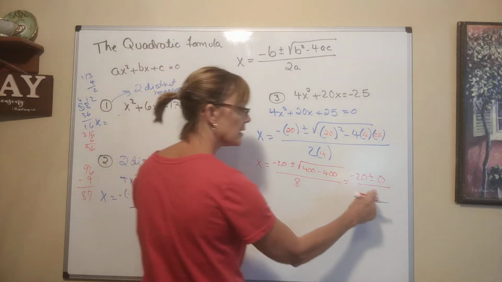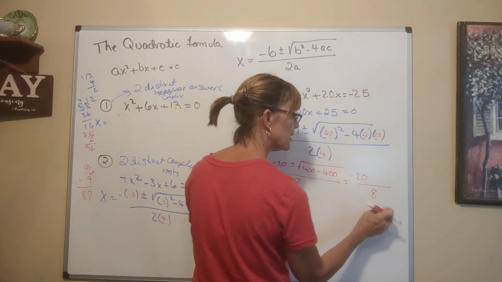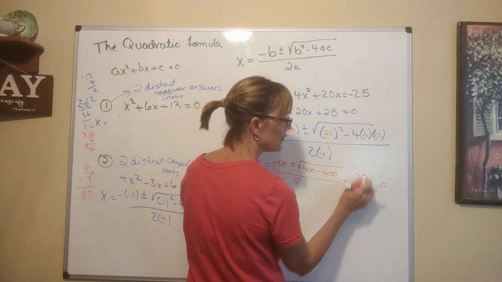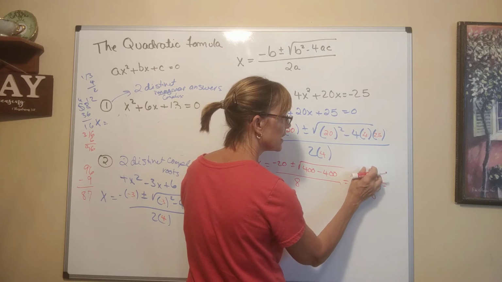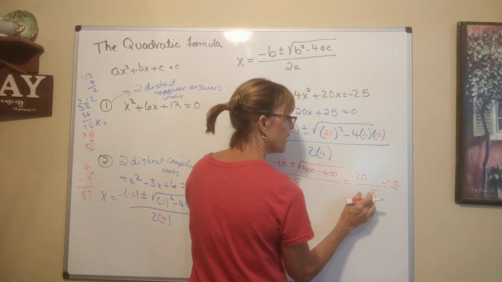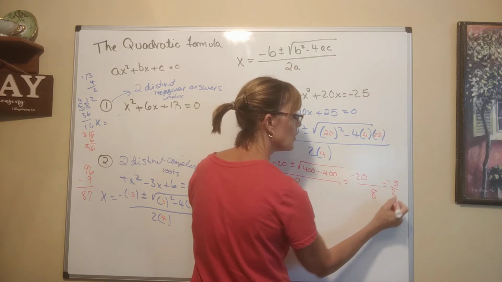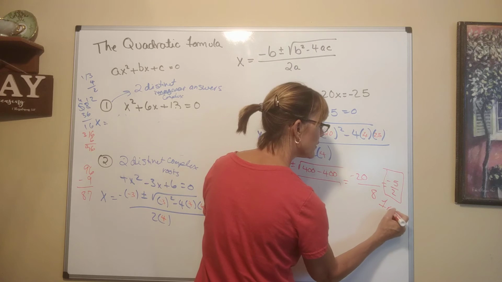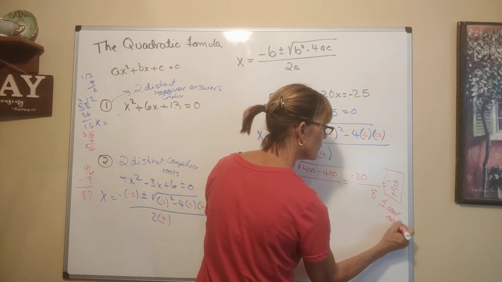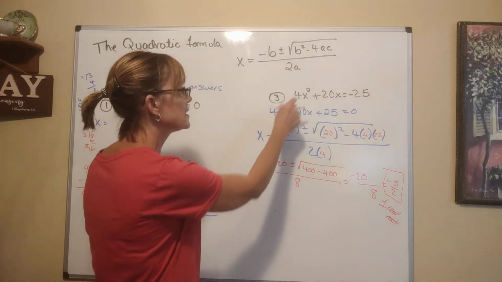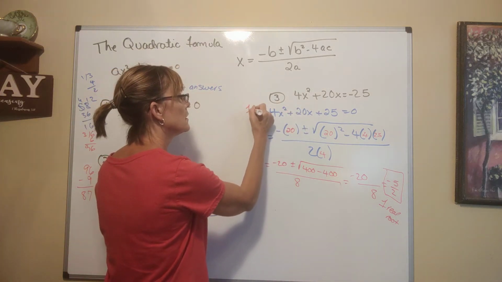So what you find here is that basically this is just going to be negative 20 over 8, which can be simplified. You can divide 4 into both of these. Negative 20 divided by 4 is negative 5. 8 divided by 4 is 2. We get one answer right here. We got one real root here because the plus or minus went away. That's interesting. For this one, we got one real.